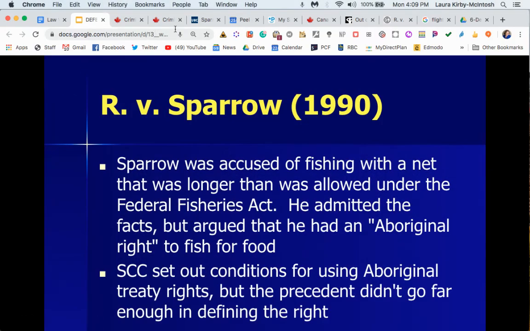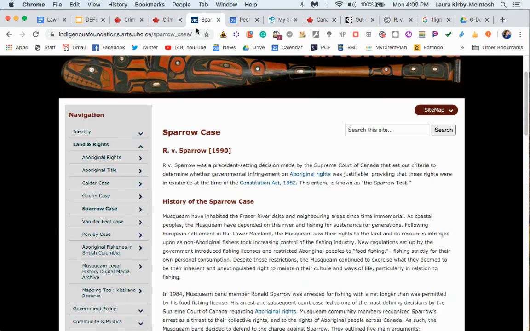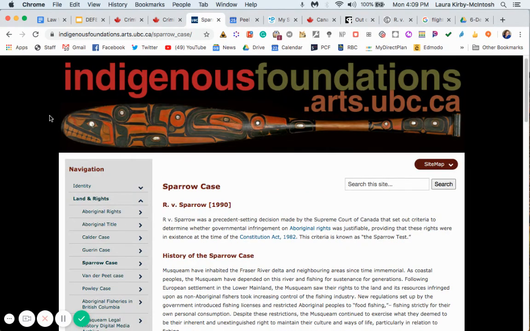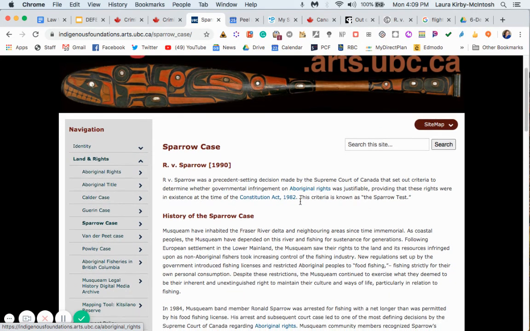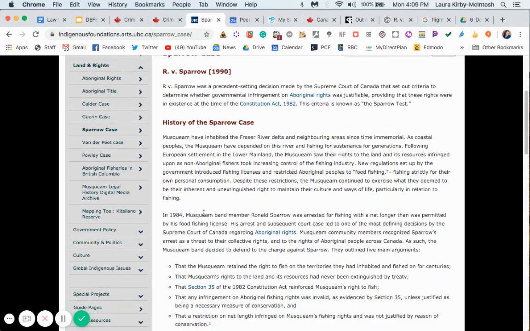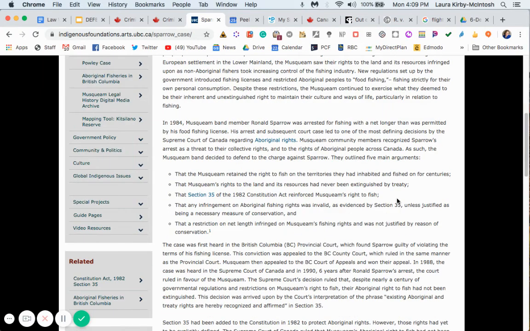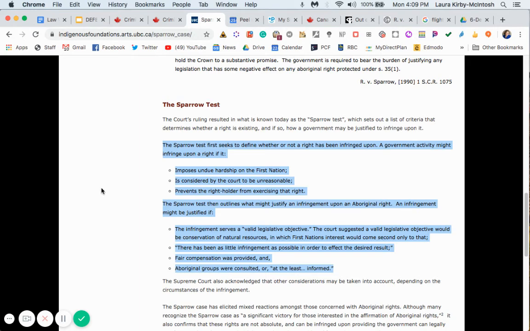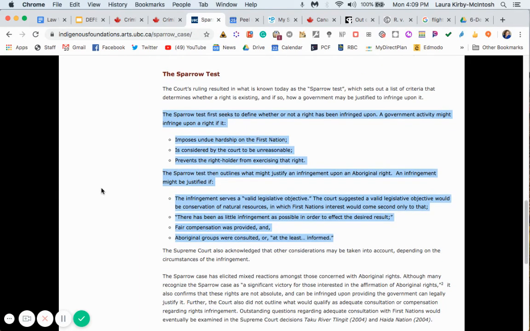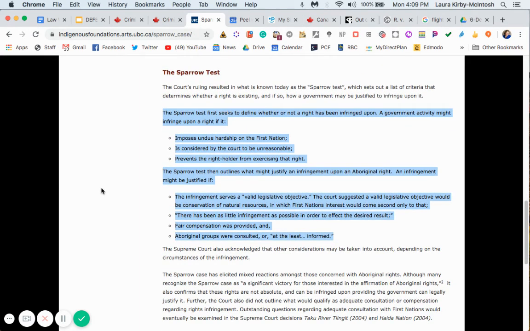And actually, I'm going to throw you over to this site at the University of British Columbia, and it's got a really good explanation of the history of the Sparrow case, what happened, which band was involved. And the significant part is down here. The Supreme Court, because this was a precedent-setting case, they'd never really been asked to decide anything like this, set down some terms that would apply to all future cases.